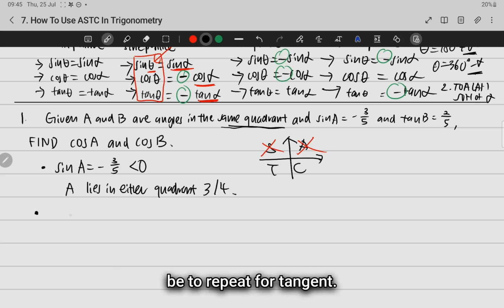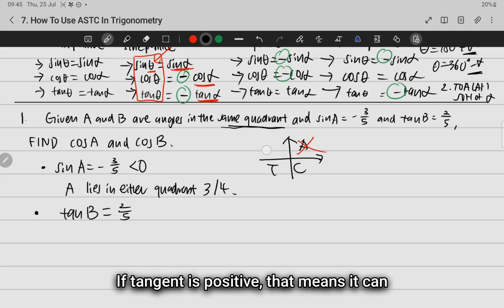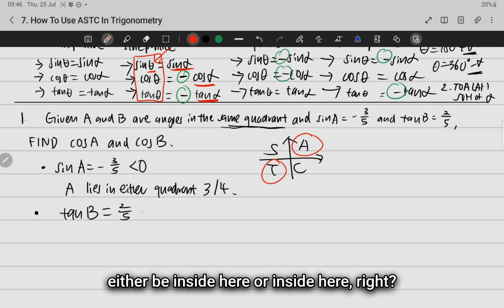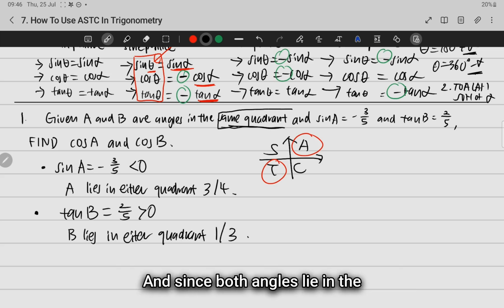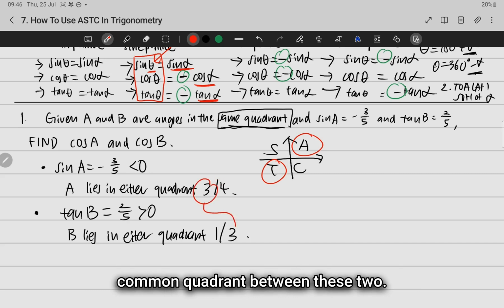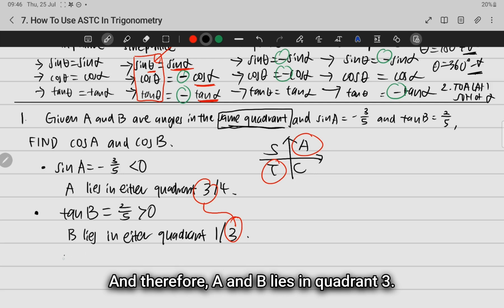The second step would be to repeat for tangent. Tangent B equals 2 over 5. If tangent is positive, that means it can either be inside here or inside here, right? Since it's positive, B lies in either quadrant 1 or 3. And since both angles lie in the same quadrant, we will take the common quadrant between these two. And therefore, A and B lie in quadrant 3.